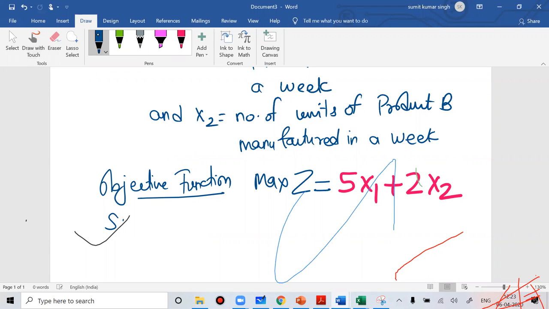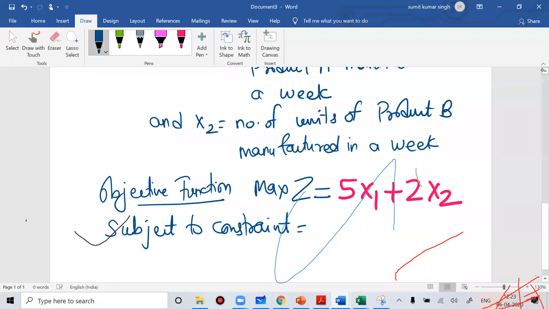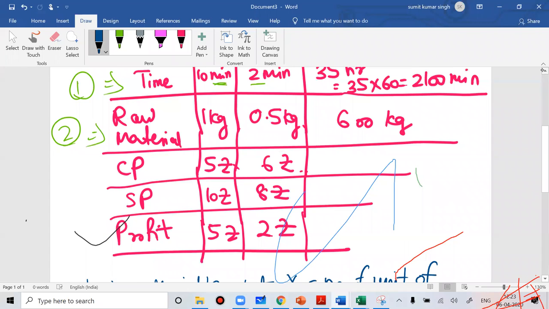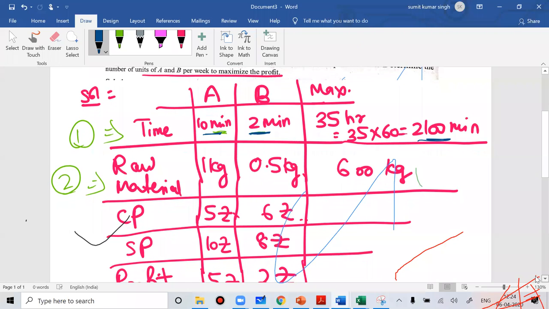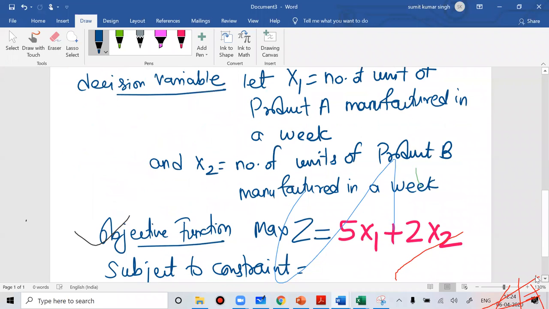Then I'll write my constraints. What constraints do I have? The first constraint I'll write is the processing time I'm using. I cannot use more than 2100 minutes. For one unit of A, I need 10 minutes, and for one unit of B, I need 2 minutes. So I write the processing time as 10x1 plus 2x2.